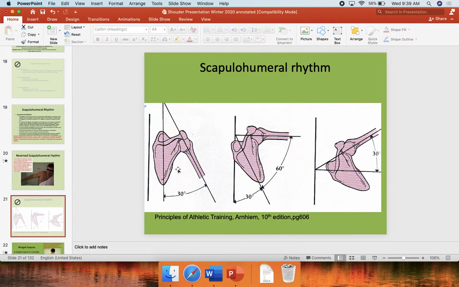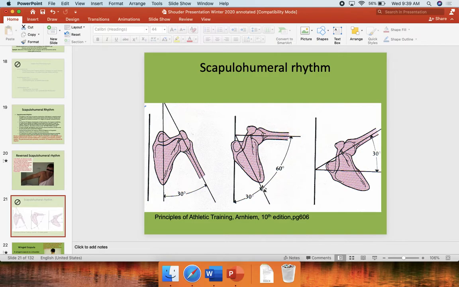I don't think you need to know these specific numbers, but just as you move on, this is something you can kind of remember. So in that first 30 degrees of shoulder abduction, the scapula is relatively stable. We call this the setting phase. So the scapula is not going to move, and the motion is going to simply occur at this glenohumeral joint.